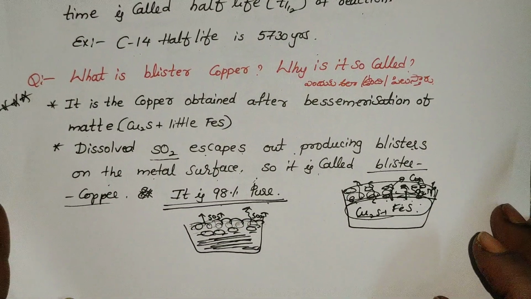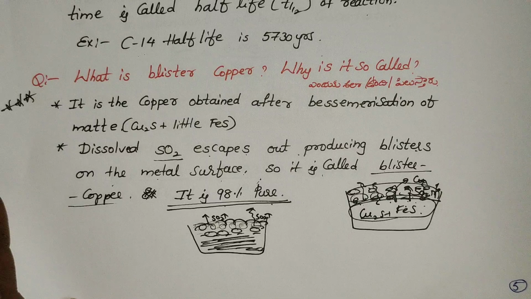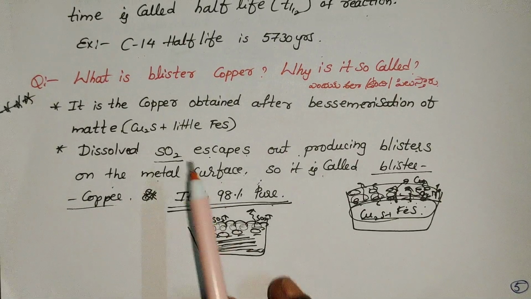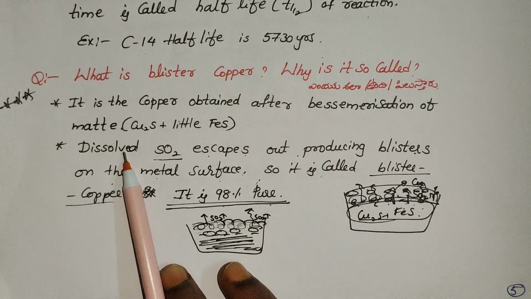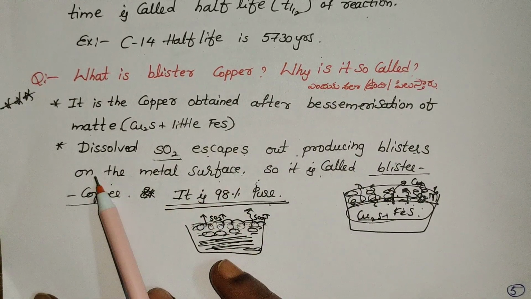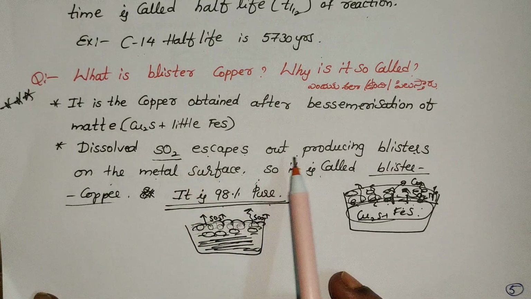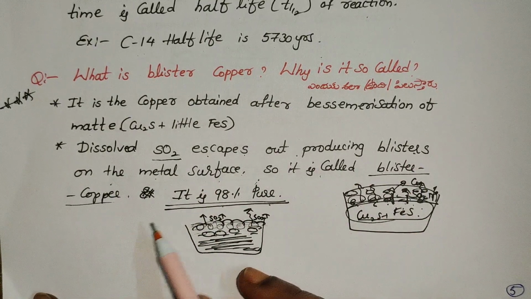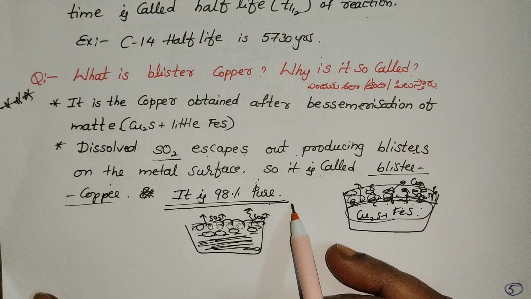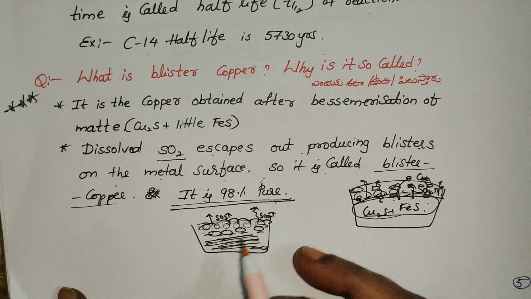Okay, next one more important question, we may expect this kind of questions: what is blister copper, why is it so called? What is the meaning of blister copper, why is it called a blister copper? It is a copper obtained after the matte smelting process, matte being copper sulfide and a little amount of iron sulfide. It is dissolved with sulfur dioxide, which escapes out producing blisters on the metal surface, so it is called blister copper, which is 98% pure copper.